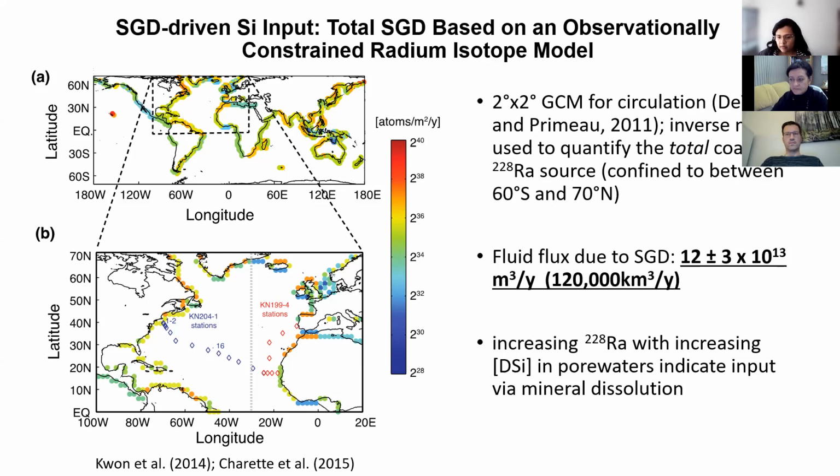And if you see increasing radium-228 inputs with increasing dissolved silica inputs in pore waters, that indicates an input of mineral dissolution. And for those of you who haven't used radium-228, it will desorb from your mineral surface if it encounters seawater. So if you're quantifying your radium-228 or any of your other radium isotopes in a coastal sample, that's an indicator of marine SGD.